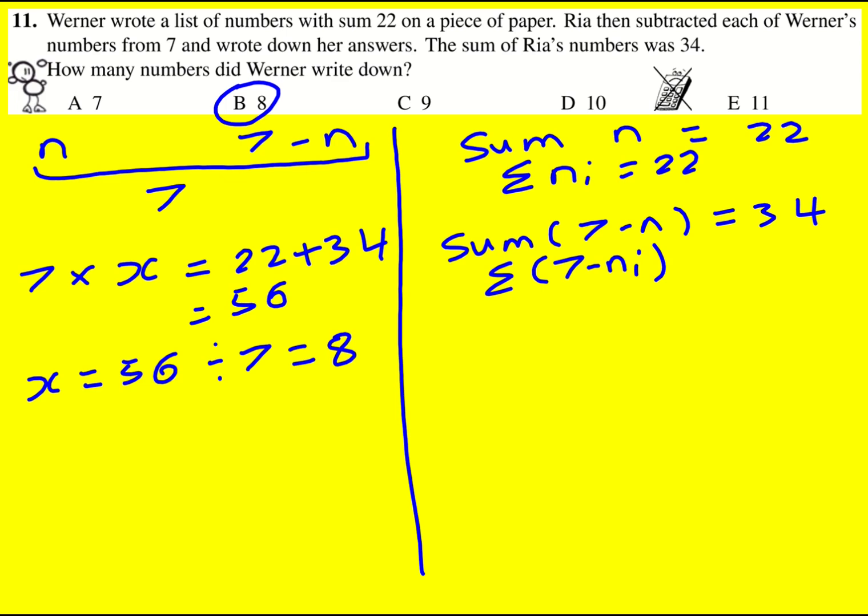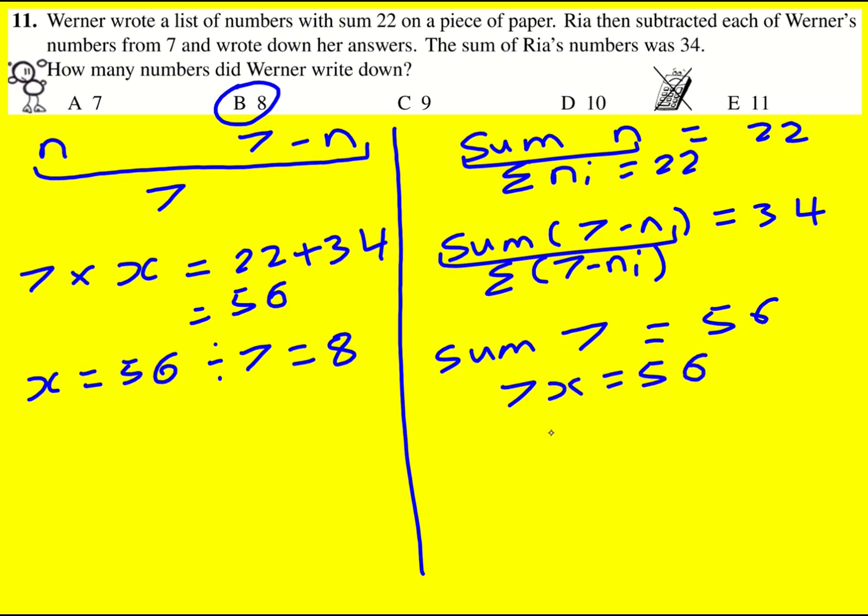And then I thought about what happens when I add them along similar lines to over here. So if you add this sum to this sum, then I'm just going to get the sum of 7 however many times, and that's going to equal 56, and therefore that's going to give me 7x equals 56. So essentially it's the same method, it's just a slightly different way of thinking about it. And then we get 8. So yeah, it is the same thing, isn't it?